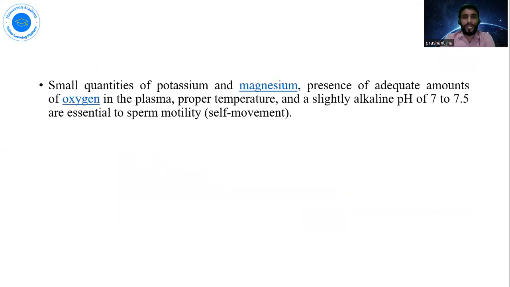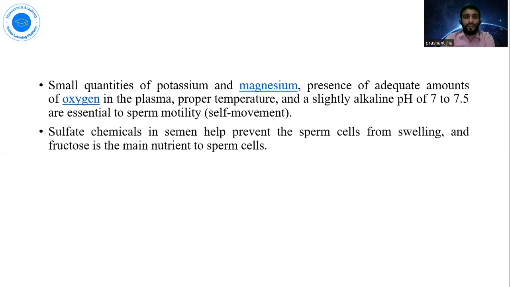Small quantities of potassium and magnesium, the presence of an adequate amount of oxygen in the plasma, proper temperature, and a slightly alkaline pH, that is 7 to 7.5, are very essential to sperm motility. Sulfate chemicals in the semen help prevent the sperm cell from swelling, and fructose is the main nutrient for the sperm cell.